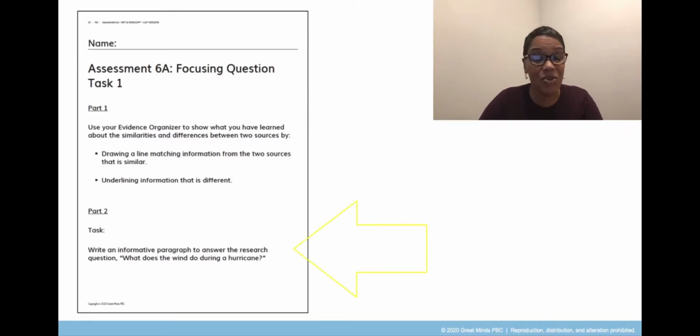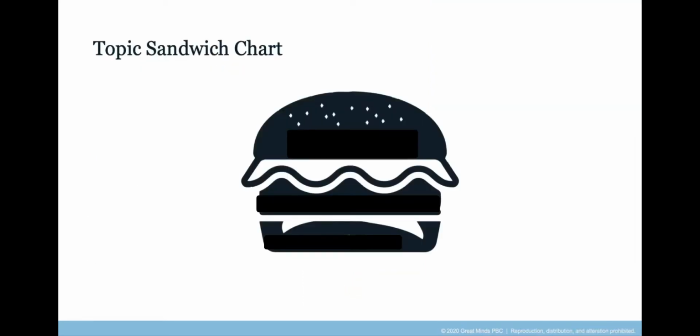Follow along on the screen as I read the task. Write an informative paragraph to answer the research question, what does the wind do during a hurricane? I'll read it one more time. Write an informative paragraph to answer the research question, what does the wind do during a hurricane? Now, friends, you are getting to be experts at writing informative paragraphs using the topic sandwich model. Now, let's see if you can remember all the parts of a topic sandwich.